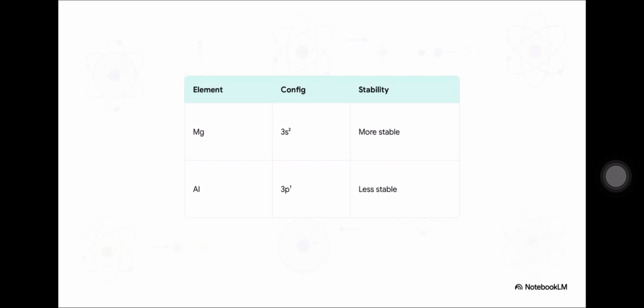Why? Because magnesium's outer electrons are in a fully filled 3s subshell. A fully paired, filled subshell is incredibly stable. Aluminum, however, just has a single, lonely electron sitting out in its 3p subshell. That solitary electron is much less stable and much easier to pluck away.